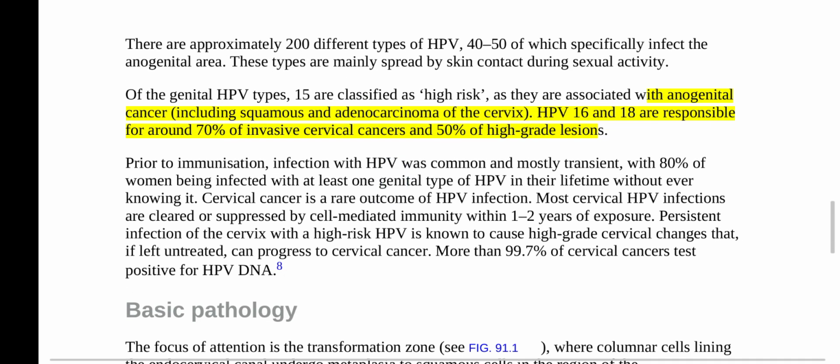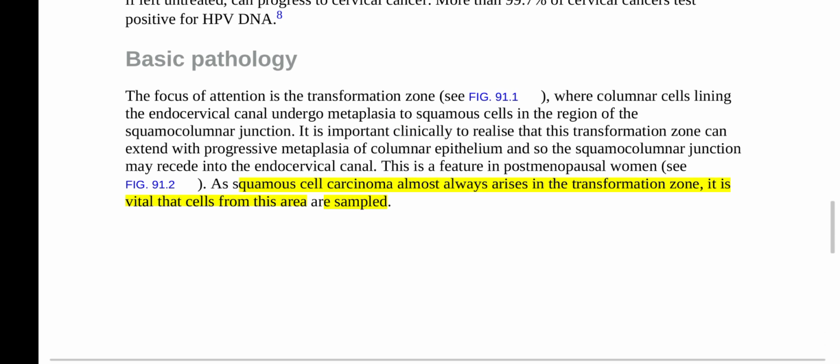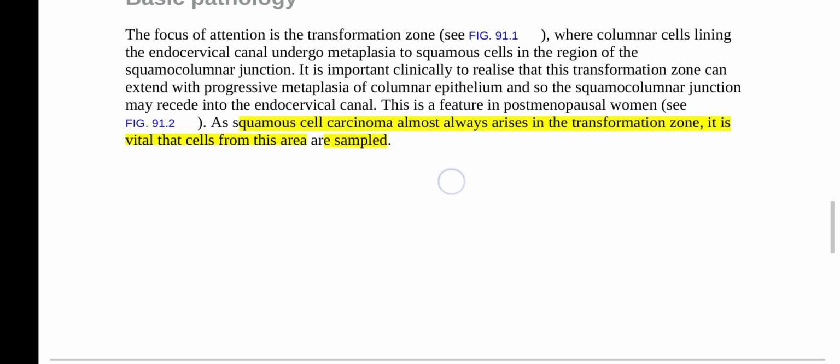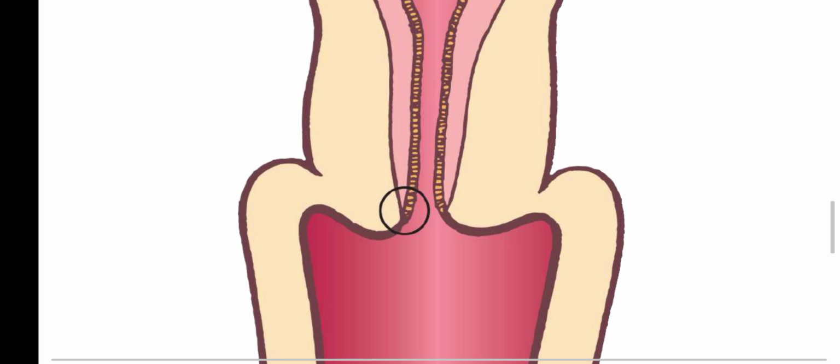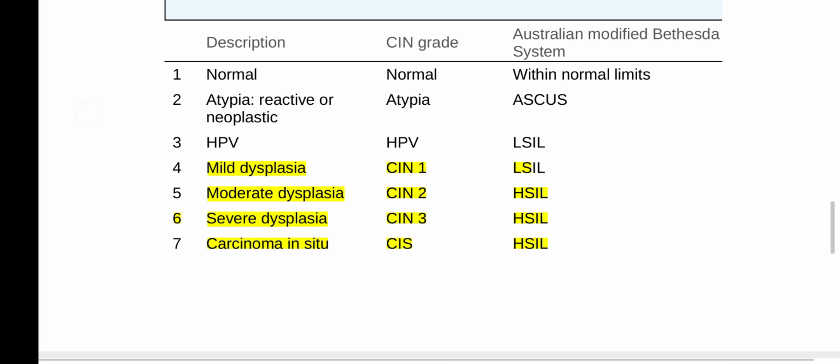HPV 16 and 18, human papilloma virus 16 and 18, are responsible for around 70% of invasive cervical cancer and 50% of high grade lesions. Basic pathology, we all know that squamous cell carcinoma always arises in the transformation zone. We already discussed this, to clear the concept of the transformation zone.